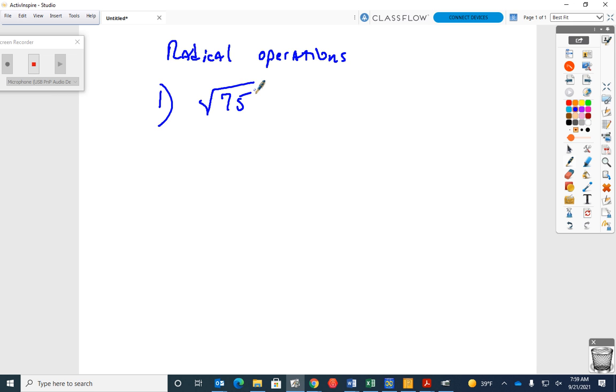It doesn't matter. I know that 75 ends in a what? In a 5. So therefore I know it's divisible by what? By 5. I can start there. Does anybody know what 5 times what is 75? 15. Okay. I can start right here. Can I simplify 5 any further? No. Can I simplify 15 further? Yes. Give me some factors of 15. 3 and 5.